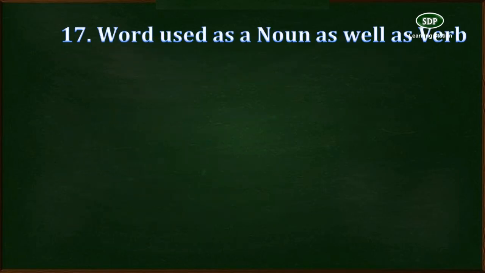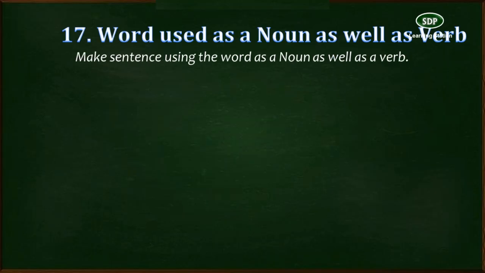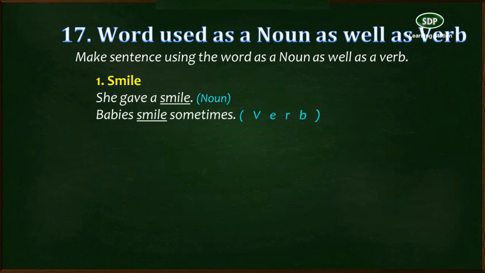Word used as a noun, as well as verb. Make sentence using the word as a noun, as well as a verb. For example, the word smile. It can be used as noun and verb, too. She gave a smile. Here, the word smile is used as noun. Babies smile sometimes. Here, the word smile is used as verb.